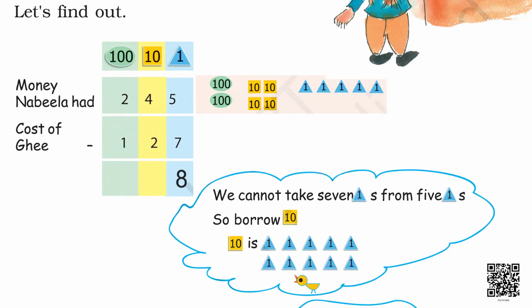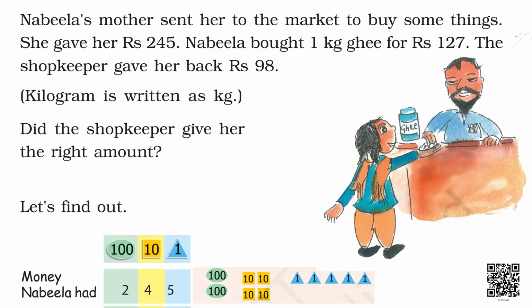Now moving on to the next digit, that is 3. So now we will subtract 2 from 3, which will give us 1. And similarly, we will subtract 1 from 2, which will also give 1. Hence, we know the answer, that the amount is 118. But the shopkeeper gave Nabila 98 rupees. Hence, 20 rupees is still missing. So the shopkeeper did not give the right amount to Nabila.